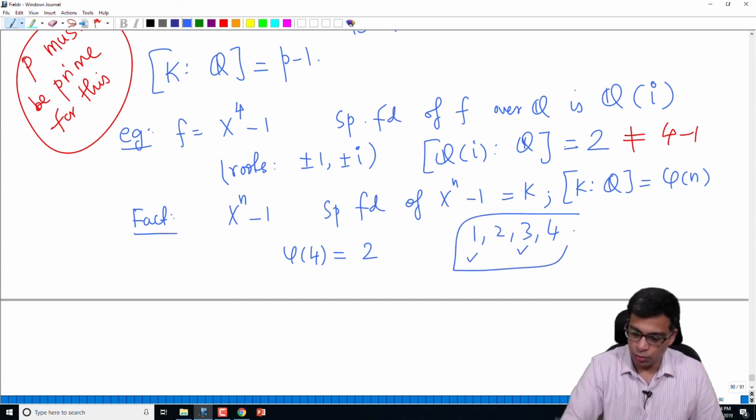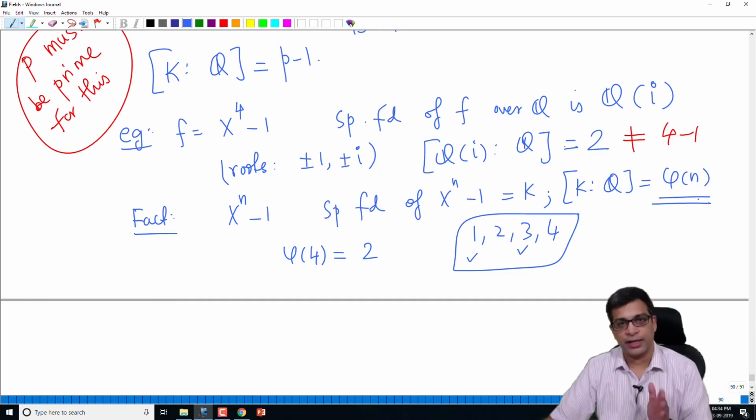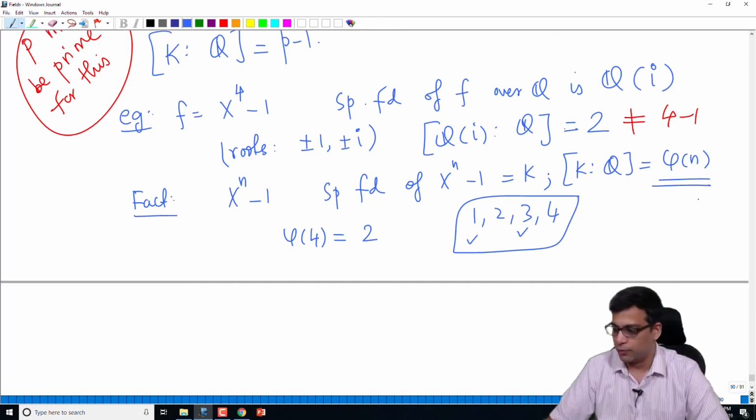So there are exactly two numbers less than 4 that are coprime to 4. In general, that's phi(n), but that requires a theorem. Such things are called cyclotomic extensions, and as I said, we are not covering everything in field theory. Very important things are not there in this course, and one of those is cyclotomic extensions, which you will learn in a more advanced course in field theory.